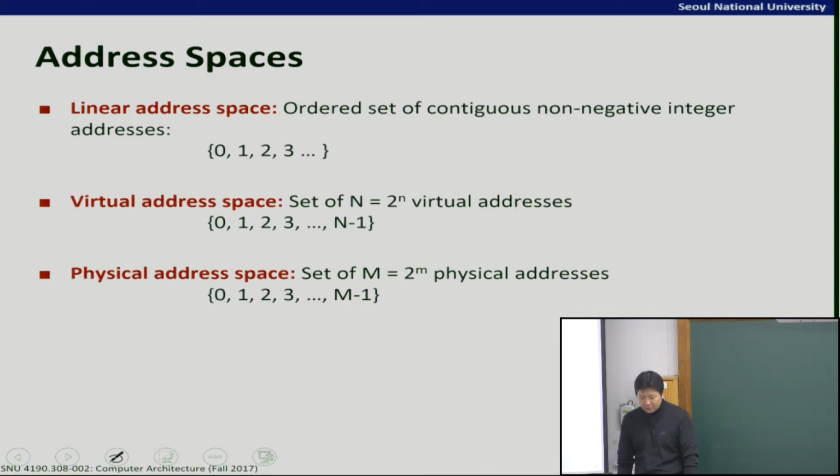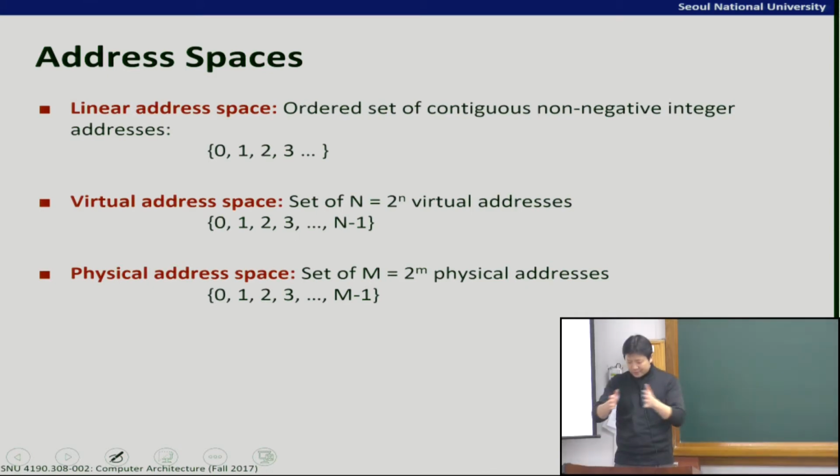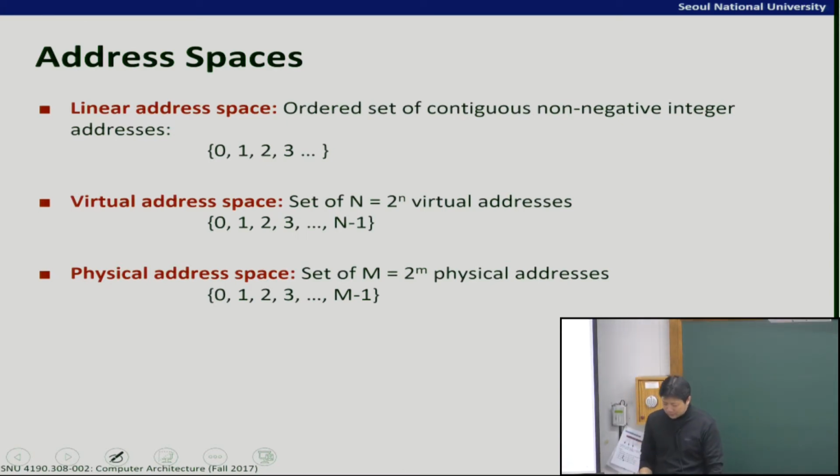The linear address space means an ordered set of contiguous non-negative integer addresses. So a linear address space is basically from 0 up to some maximum number, maybe a 48-bit address space or a 40-bit address space. Then you have an ordered set starting from 0, 1, 2, 3, up to 2 to the power of 40. That's called a linear address space. And there are two distinct linear address spaces.